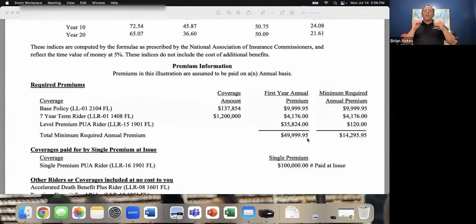I need you to fully grasp and understand that paid up additions, that's the rider. That's where a lot of the cash value, especially in the beginning years, comes from. If you notice, the minimum required doesn't really have much of that, 120 for the whole year. Most of the dollars there are for the base coverage and the term rider, so that this policy does not become a MEC, a modified endowment contract.